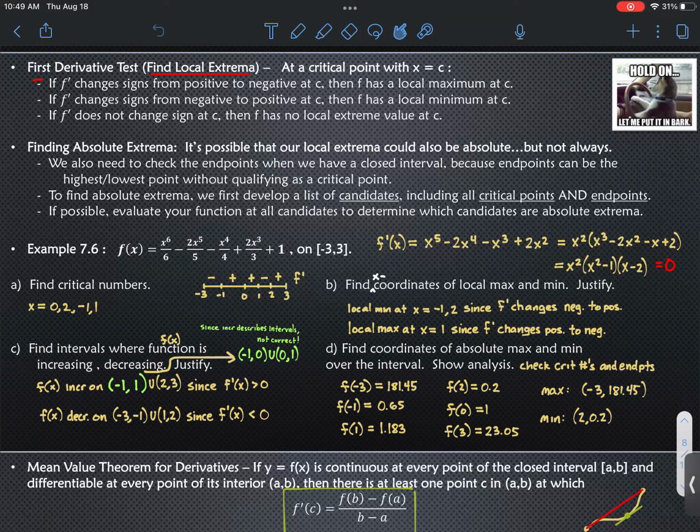We'll do some more work with this stuff in class, and we'll also look at some calculator examples in class eventually.